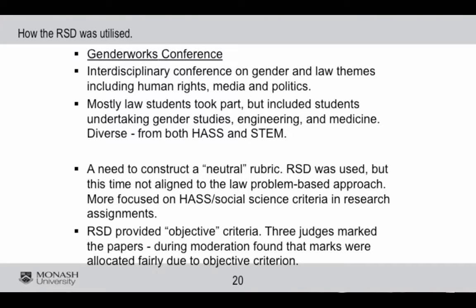So what I found is that the RSD provided objective criteria, and we had 3 judges who marked the papers. During the moderation of the papers, we found that the marks were allocated quite fairly due to the objective criteria. So we were able to overcome this problem of having a strict marker and a very lenient marker. That is something that was very positive during the conference. So this is just an example of the rubric.